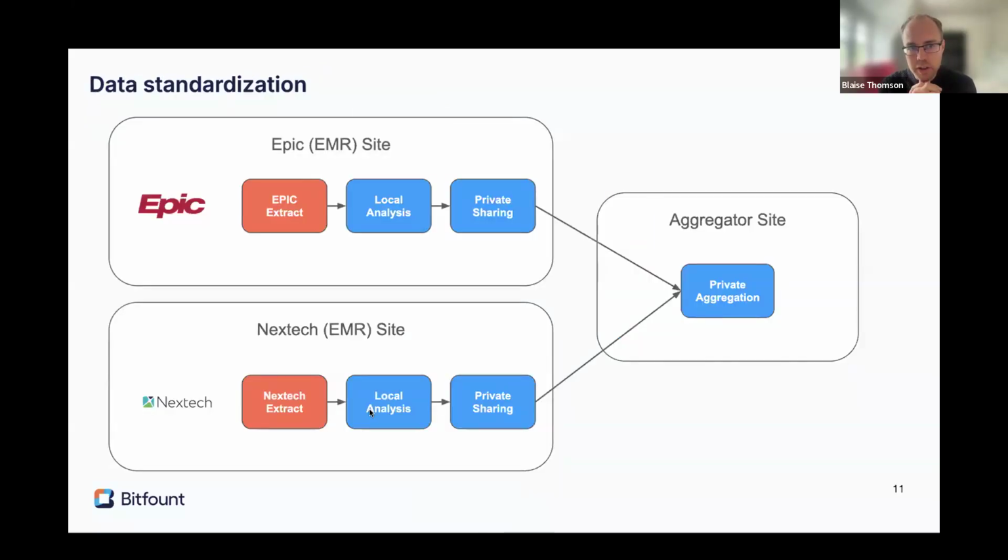The second issue is data standardization. I think you see this a lot with electronic medical records. I've just shown 2 example EMR systems, Epic being probably one that everyone knows, Nextech being a relatively niche one, but quite popular in private practice. They're very likely to have different formats for storing their data, and so they're going to have different ways of transforming that to get into a common format for the analysis.